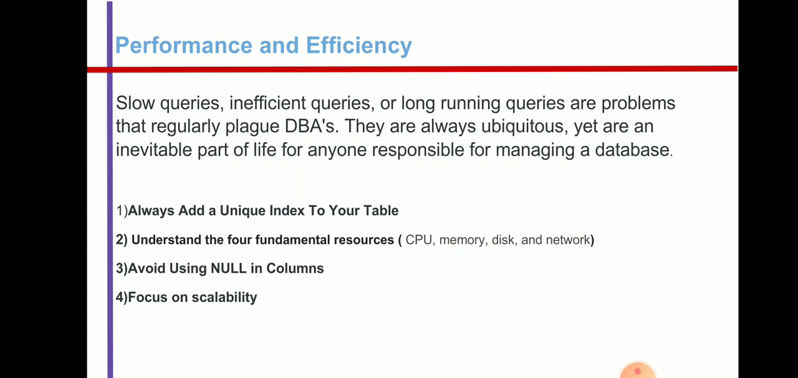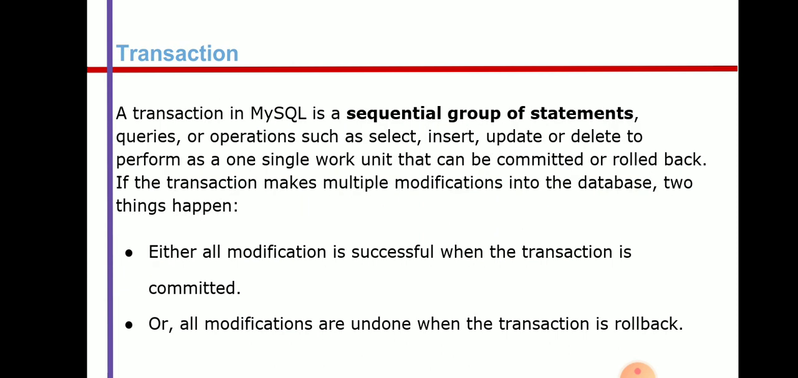And thirdly, avoid using null in columns. Now using null values in columns is totally fine in any database, but if you are using such columns in an index, it can affect query performance because of certain issues. And fourth is focus on scalability. As I told you, if the number of users increases, we will need to take care of scalability. Now after that, we will see transactions.